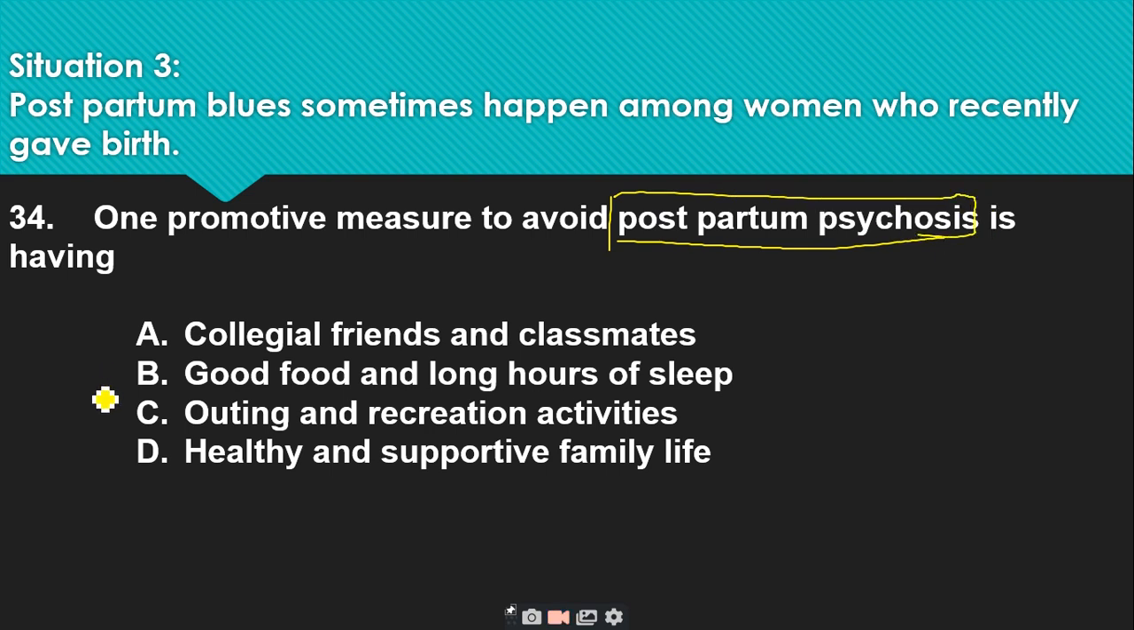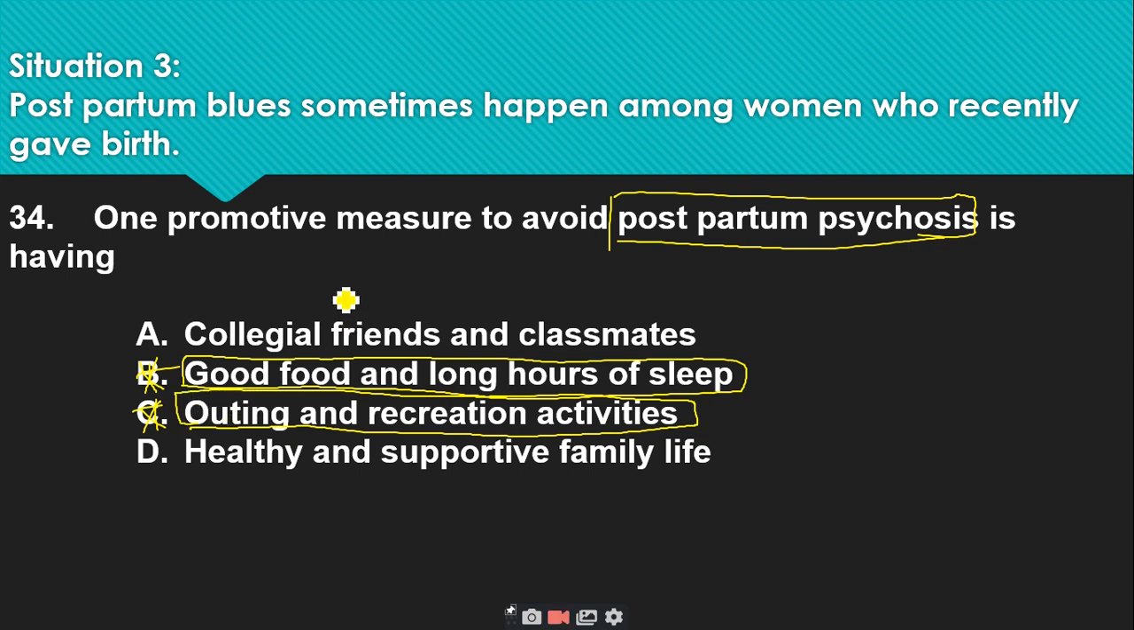So therefore, wrong po yung sinasabi nating letter B, and also with letter C. Because letter B, good food and long hours of sleep, that's addressing the physiologic need of the patient. Outing and recreation activities does not address what is actually the problem of your patient. So therefore, the focus here in order for us to prevent postpartum psychosis is to have this support system. And if that's going to be postpartum psychosis, our greatest support system is basically the family.